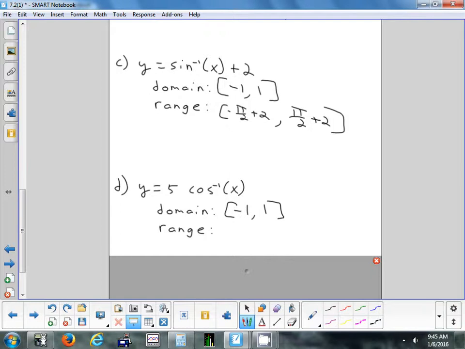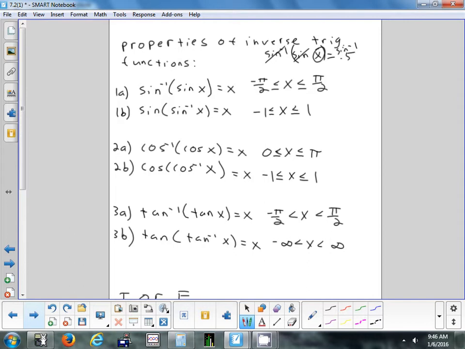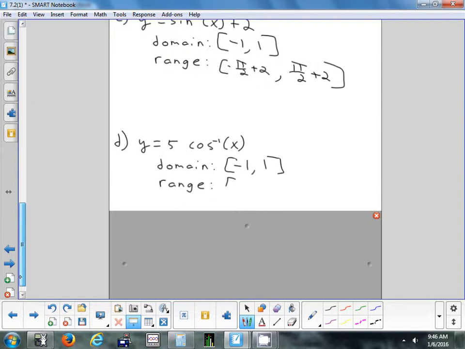And now this 5 is going to stretch everything by a factor of 5. So let's go look at our range for inverse cosine. It's 0 to pi, and we're going to stretch everything by 5. So stretch means you multiply everything by 5. 0 times 5 is 0, and pi times 5 is 5 pi. So 0 to 5 pi. Yep. So now that's 0 to 5 pi.